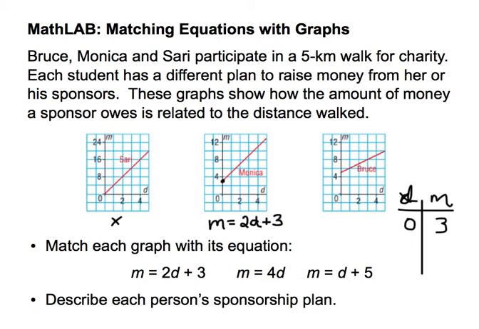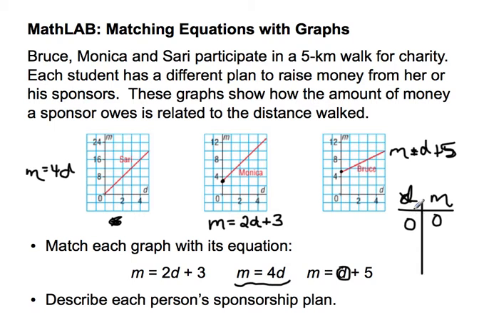Okay, well, let's try 0 in for the other equations. Let's try 0 in for this equation right here, m is equal to 4d. If I put 0 in for d, that's 0 times 4, so I'm going to get an m value of 0 as well. So that actually has to be Sari. So just process of elimination, this must be Bruce. But let's just make sure. If I put in 0 here, I'm going to get 0 plus 5, and that makes sense.